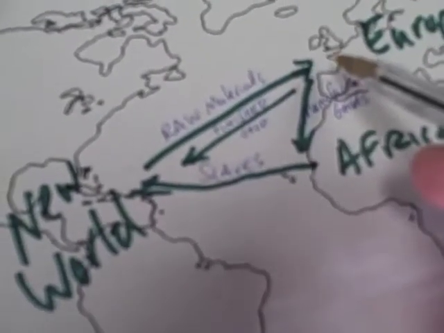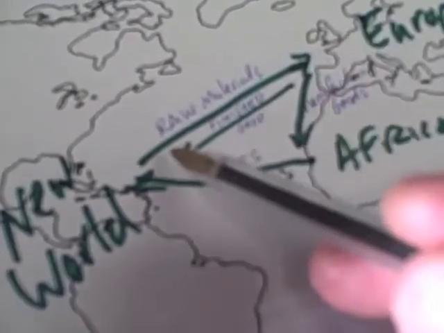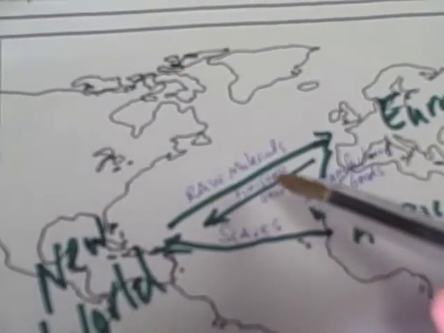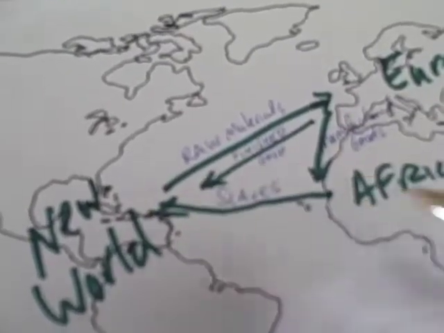But we're going to also see the citrus fruits going back in this direction from Africa and Europe over to the New World. Things like grapes and bananas, peaches and pears, all different types of things. Horses are going to be going into this direction.